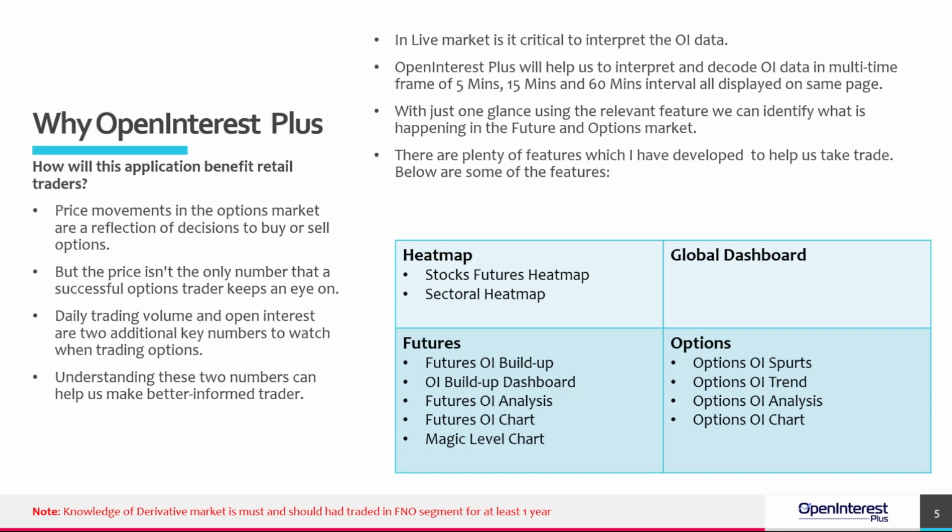So this is where the OpenInterest Plus application helps us to interpret and decode the OI data in multiple time frames. When I say multiple time frames, it's what is happening in the OI data in a 5-minute interval, in a 15-minute interval, or a 60-minute interval. So we'll be able to interpret the OI data in multiple time frames. With just one quick glance, we'll be able to identify what is happening in the futures and options market, and this will help us to make a trade decision.